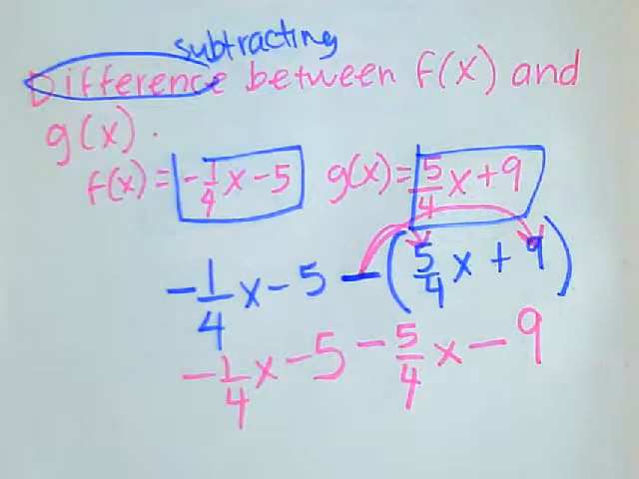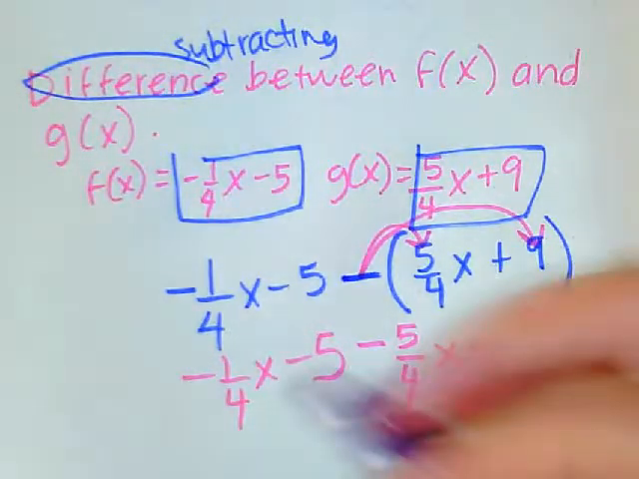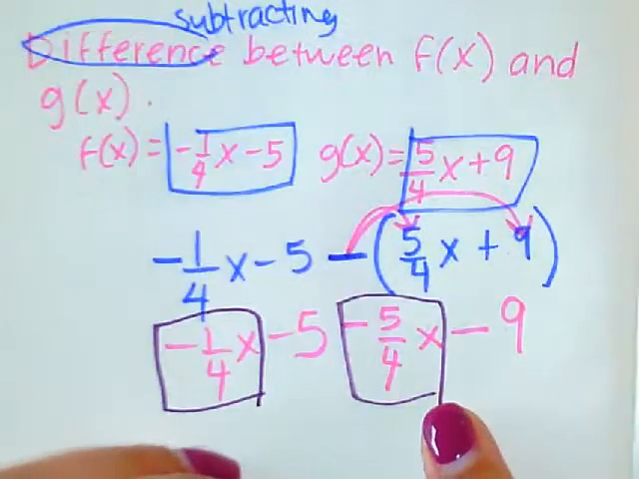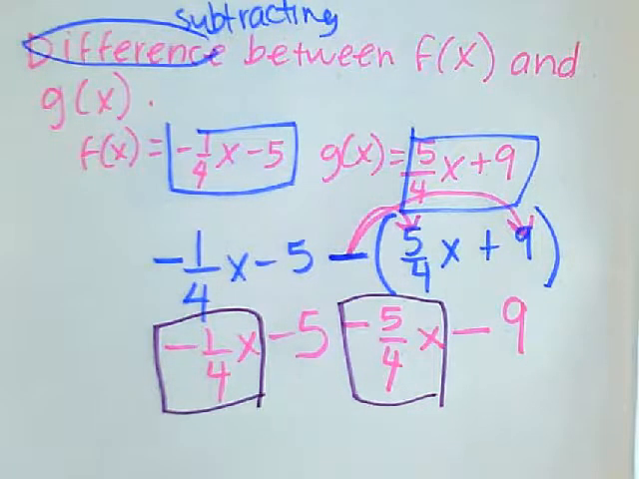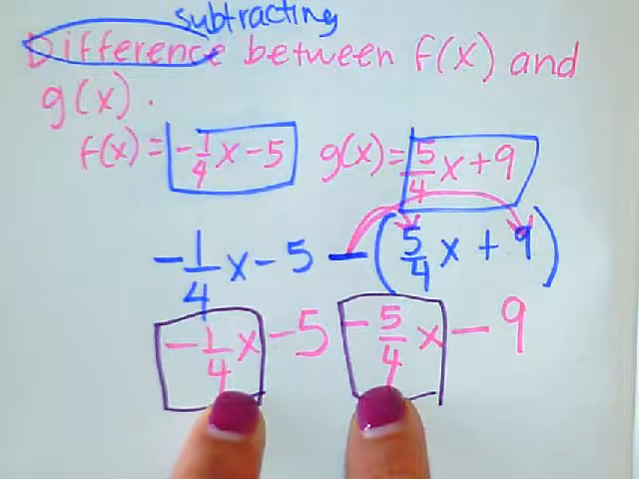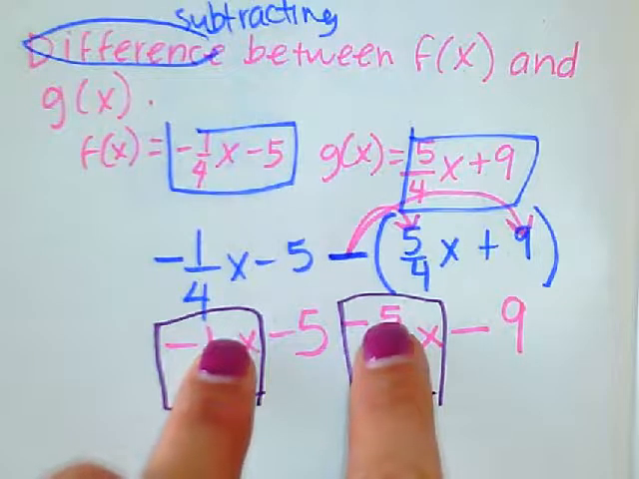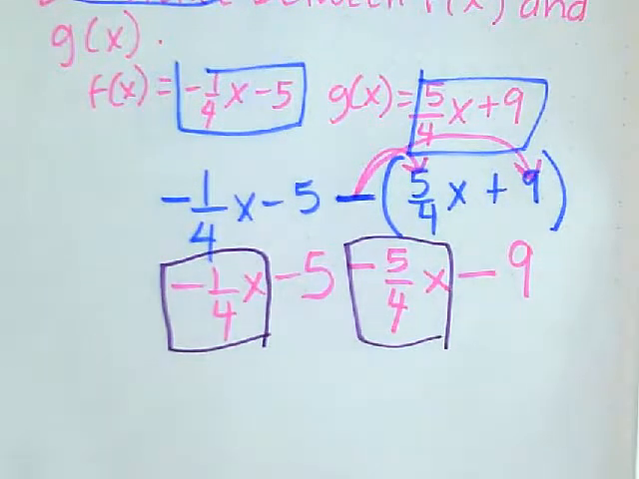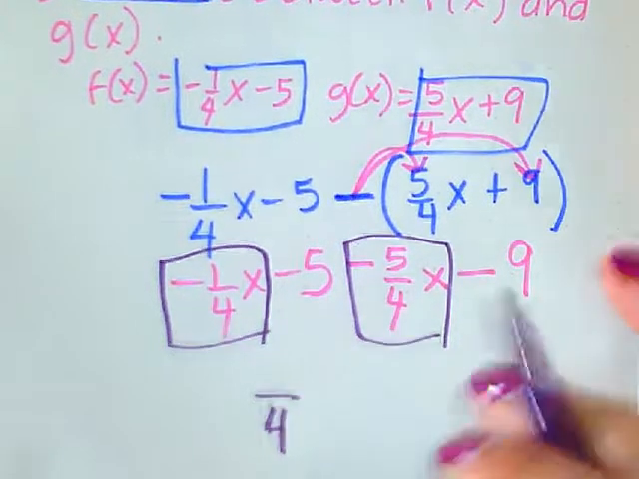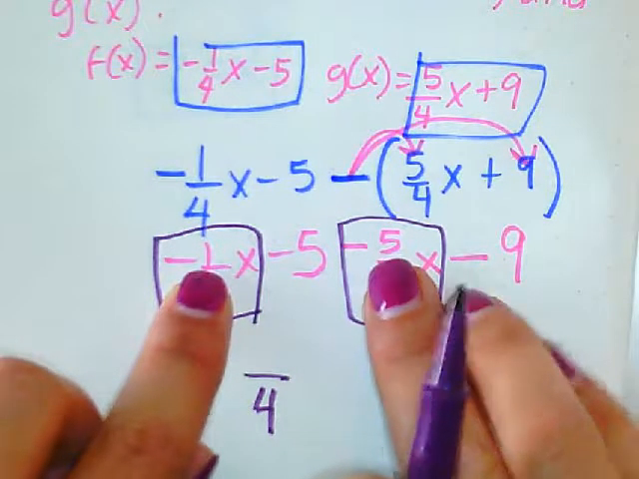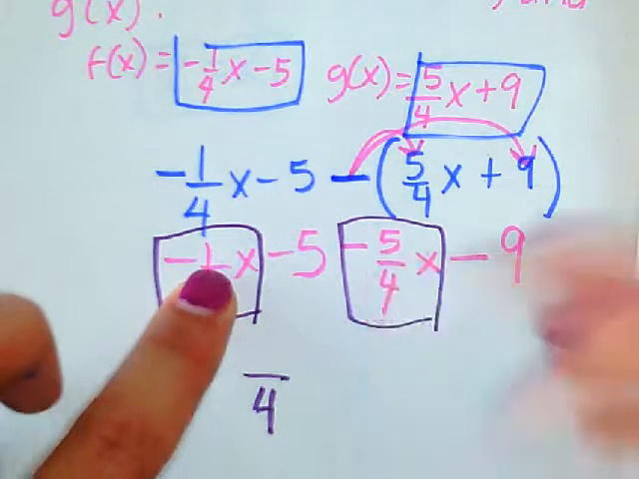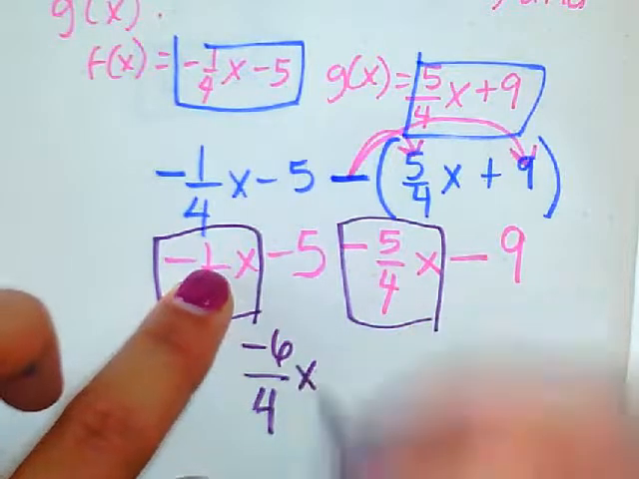Your next step is to combine like terms. Okay, so we have, these are the x's and these are the x's. Now we freak out because there are fractions. But remember, when you're adding or subtracting fractions with the same denominator, all you have to do is take care of the numerators. So the denominator stays the same. So for x's, I'm still going to have a denominator of 4. And both of these are negative, so remember, same sign, add and keep. So negative 1 minus 5 gives me negative 6x.